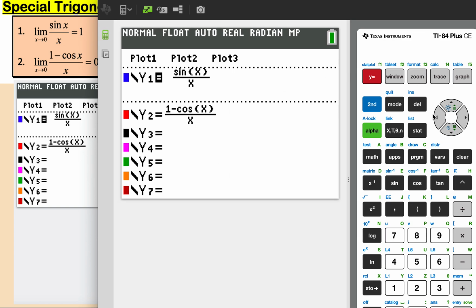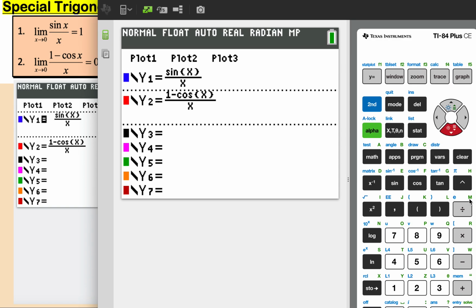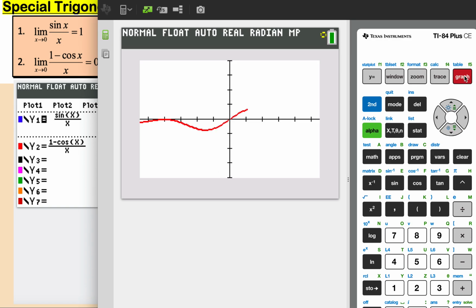Let me turn this one off, and then go ahead and turn this one on. And let's look at the graph. And here's our graph. Let me go ahead and press trace. Again, I'm going to do it a little before. And it looks like it disappears at 0, which again, we understand why it's disappearing.